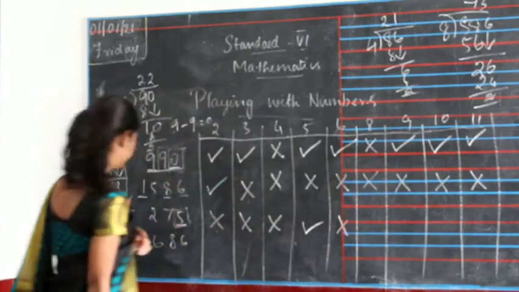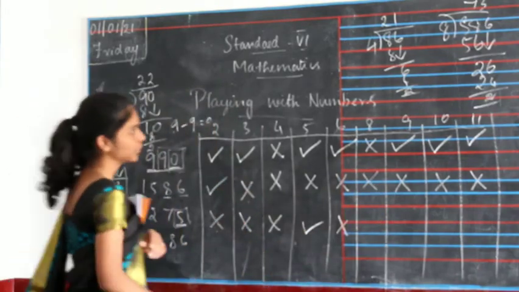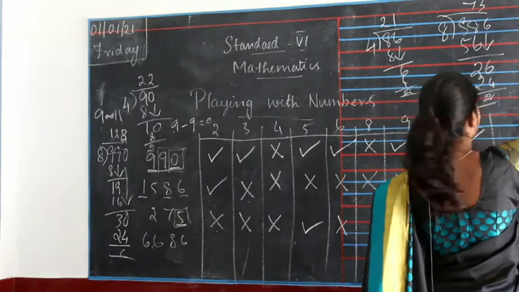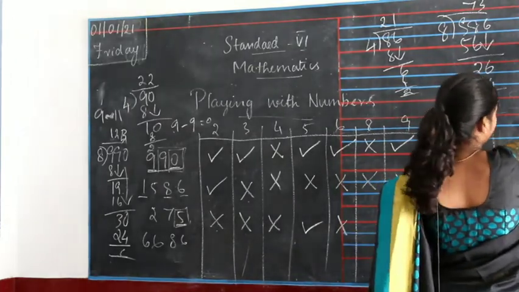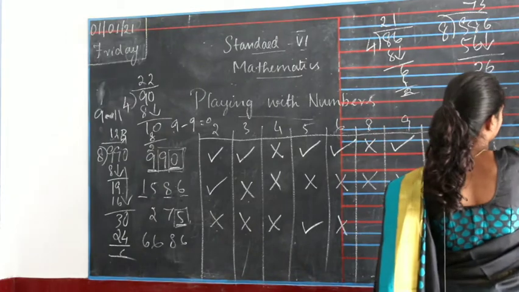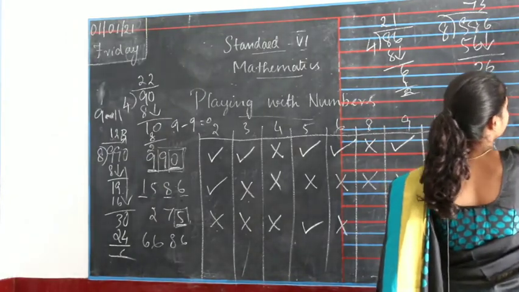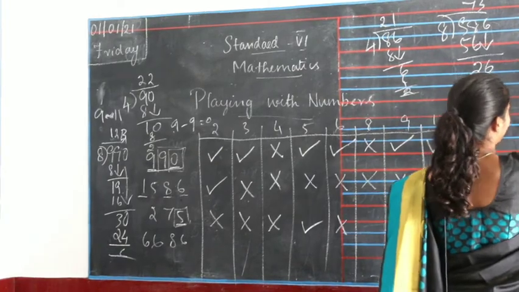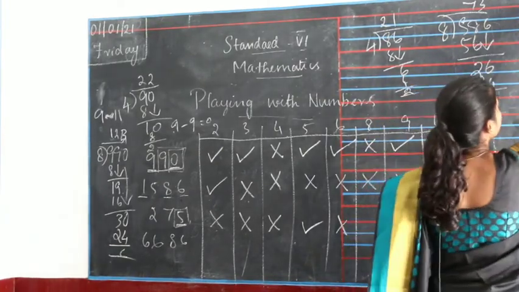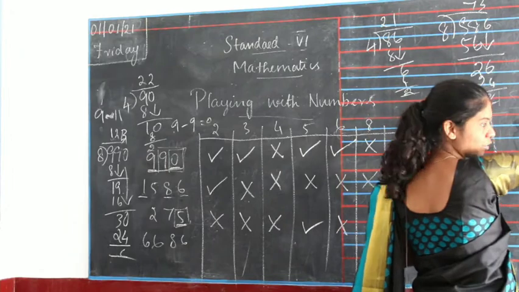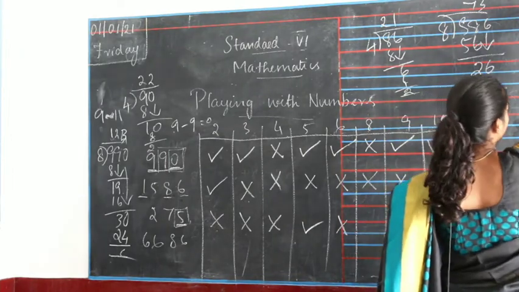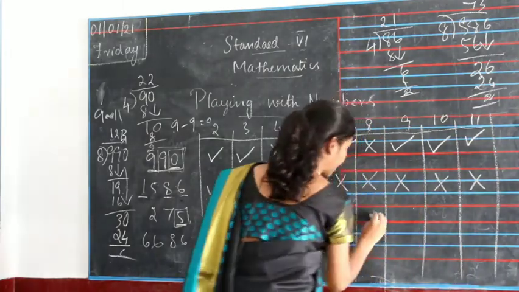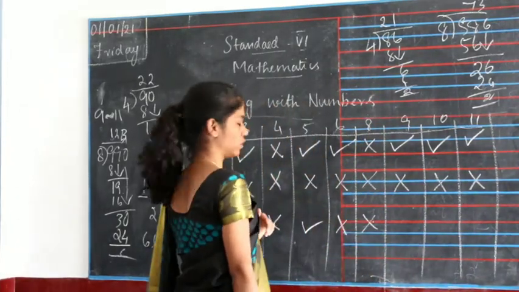For 8 you have to find 2, 7 and 5. 8 3s are 24, 7 minus 4 will be 3 and 5, 8 1s are 8, 8 2s are 16, 8 3s are 24, 8 4s are 32, remainder 3, so it cannot be divided by 8 also.